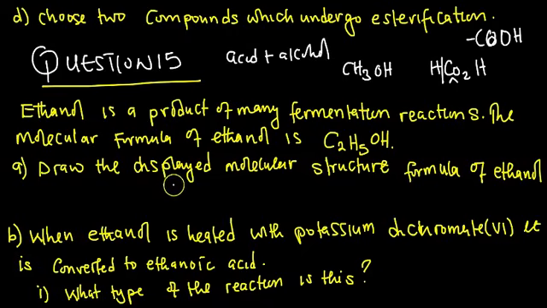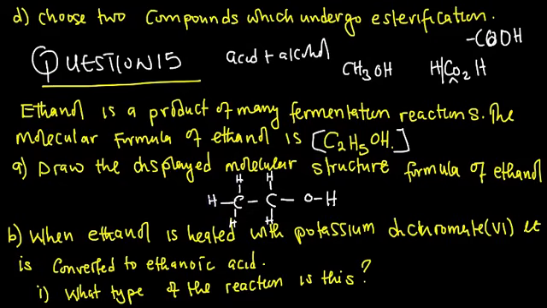The molecular formula of ethanol is this one. Draw the displayed molecular structure of ethanol. So what they want is to draw the structure of this one. So how many carbons are there? 2. But of course we have the functional group, which is the OH. So I'll put OH here. Then the hydrogens around, 5 of them. This is the displayed structure of this one.